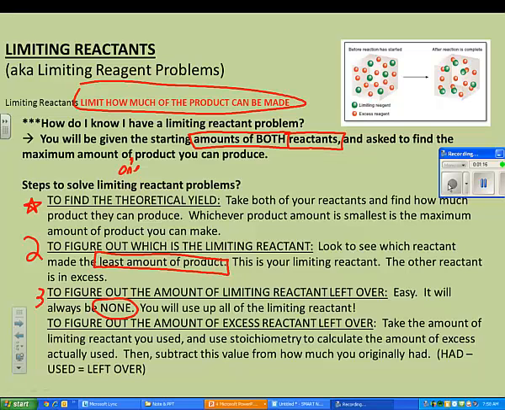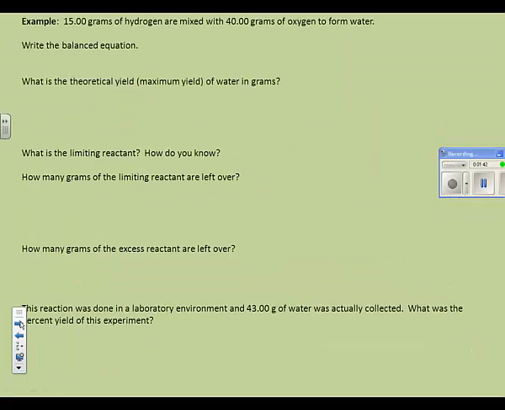And step 4, to figure out the amount of excess left over, this one's a little bit weird. You take the amount of limiting reactant you used, and then use stoichiometry to calculate the amount of excess reactant actually used. Then you do the equation: had minus used equals leftover. That doesn't make a whole lot of sense until we actually start doing some practice problems, so we'll jump right into it.